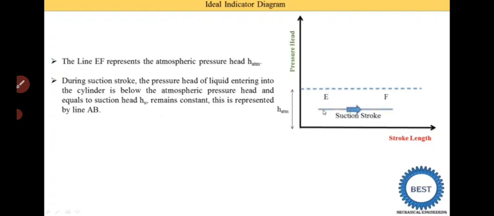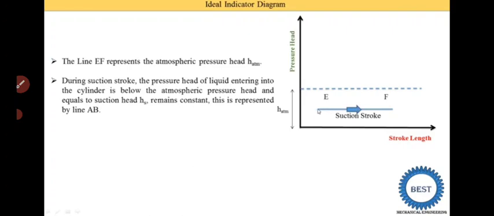Here I draw one suction stroke, meaning during the suction. Here our piston is at the inner dead center, and here our piston is at the outer dead center. This space between the cylinder and the inner dead center is the idle space, known as the clearance volume. And the suction takes place at a constant pressure.